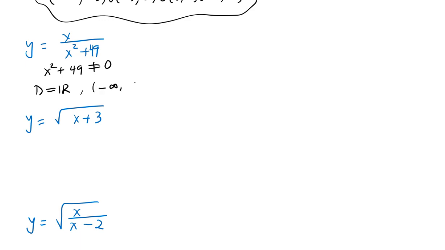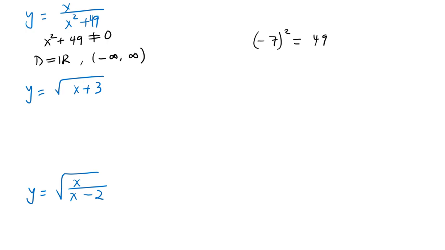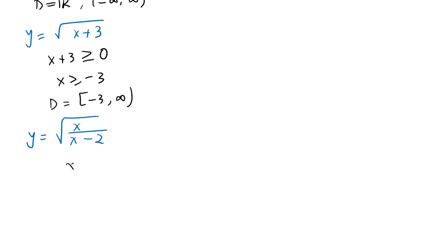So you can put any number you like there and it will never make the denominator 0. Even if you put negative 7, when you are squaring negative 7, you're getting 49. So you get 49 plus 49, which is 98. It's not 0. For the radical case, radical functions, you need to make sure the quantity under the radical is bigger than or equal to 0 in order for this to be defined over the real numbers. So this means x must be bigger than or equal to negative 3. So the domain is going to be from negative 3 to infinity. That's the domain.